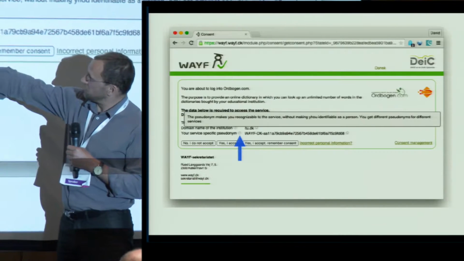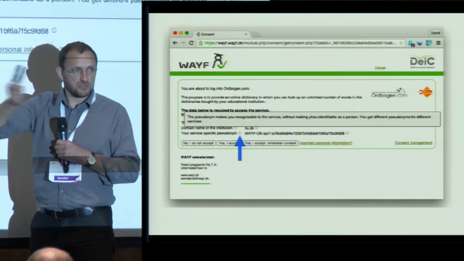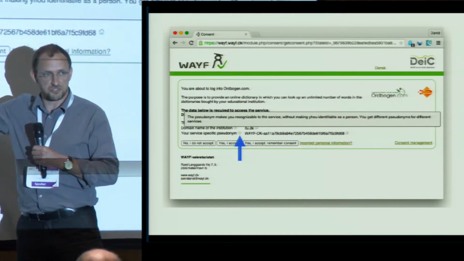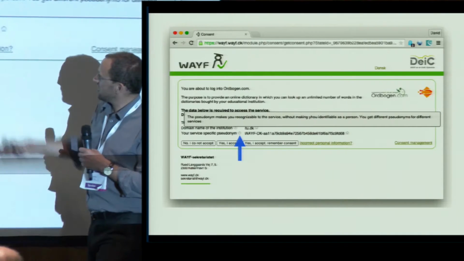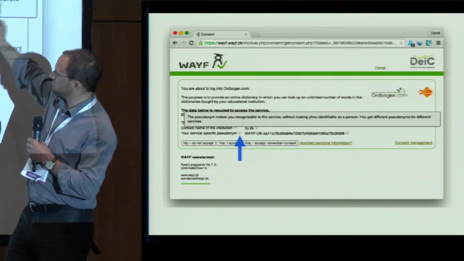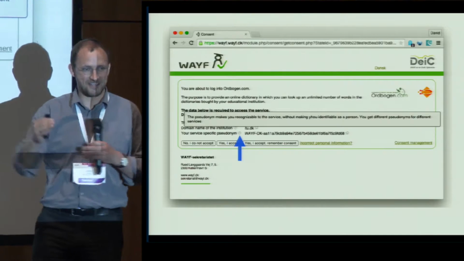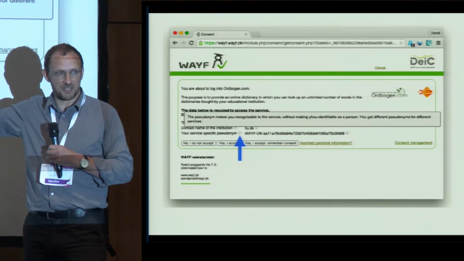If you click the question mark, there's a mouse over coming up. Now listen to this. This is our explanation, which we hope is good. This is EduPerson Targeted ID. The pseudonym makes you recognizable to the service without making you identifiable as a person. You get different pseudonyms for different services. It took us about a year to get down to that, and we had a lot of help. These are hard things to tell.